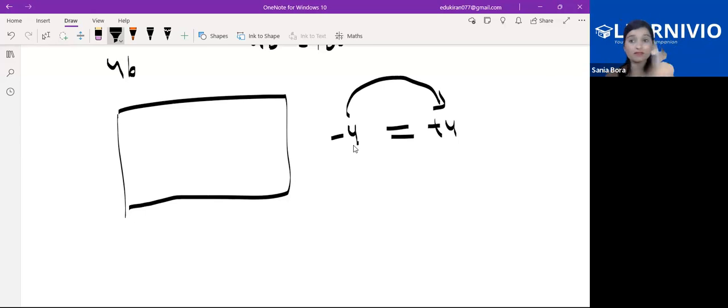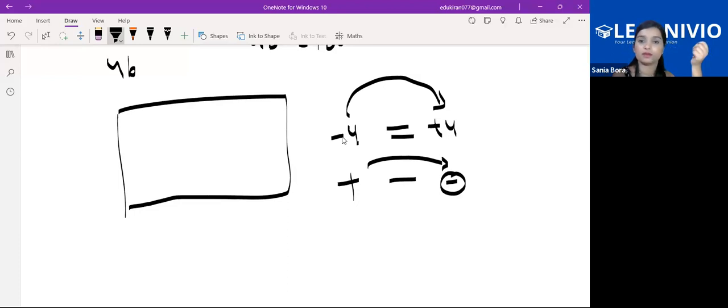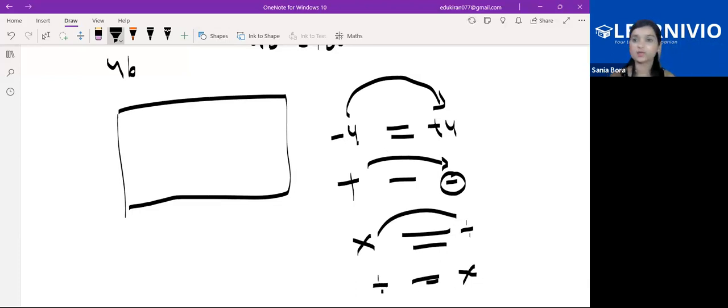Whenever a number shifts from the left hand side to the right hand side, or from the right hand side to the left hand side, it changes the operation. If they are negative, they will become positive. If they are positive and go to the other side, they will become negative. Getting my point? And if they are in multiplication, they will be in division. And if they are in division, they will be in multiplication. This part is clear, right?